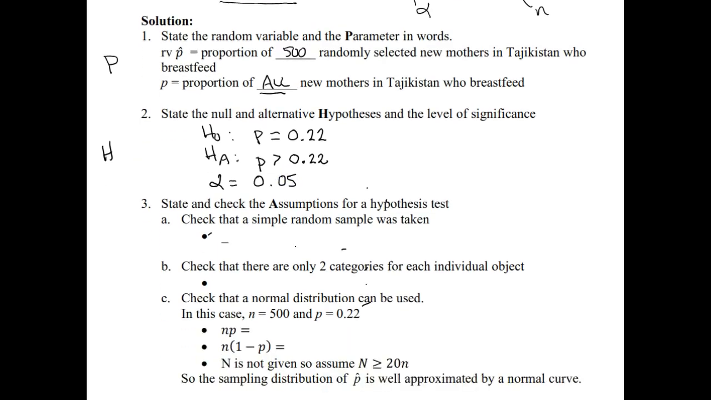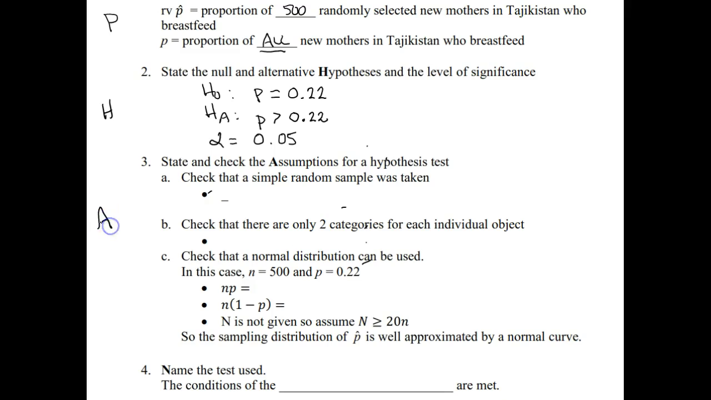Okay. Our next letter in PHANTOMS is A, which stands for assumptions. So again, all of these hypothesis tests have a list of assumptions that need to be checked, and those assumptions are on your cheat sheet, so you do not need to memorize those. Again, one of the checks for all of our hypothesis tests is to check that a simple random sample was taken, and as we look up in the paragraph, they did give us that information. So a simple random sample of 500 new mothers was taken. Okay, that was stated in the problem.